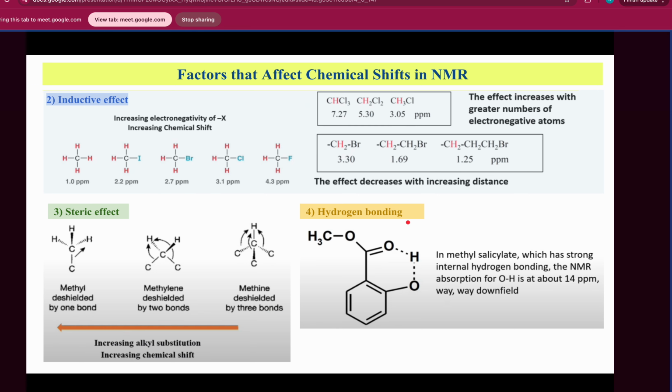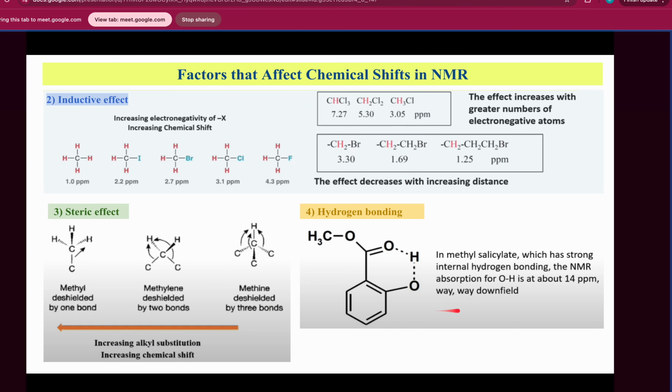The fourth thing is hydrogen bonding. Methyl salicylate has strong internal hydrogen bonding. The NMR absorption for OH is about 14 ppm, way downfield. So hydrogen bonding also plays an important role. If we have strong hydrogen bonding, it brings about more de-shielding effect, which will increase the chemical shift values and move it downfield.